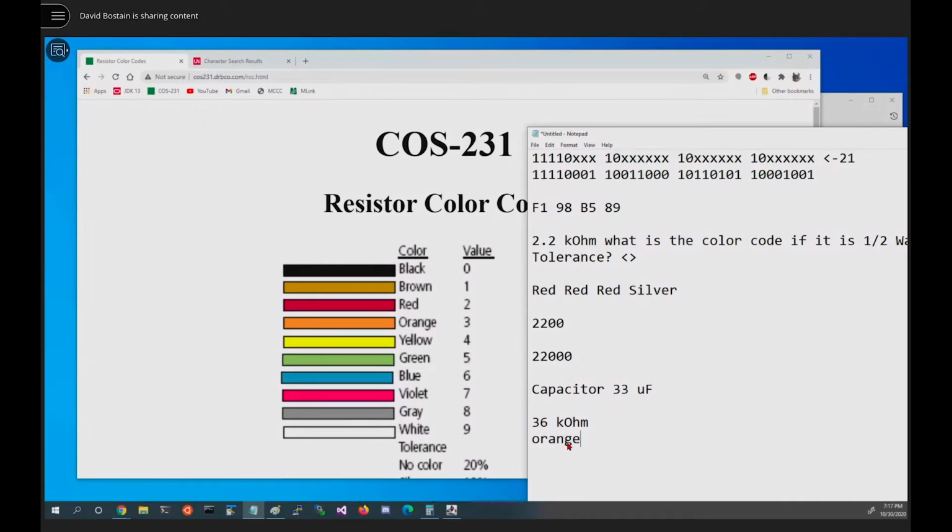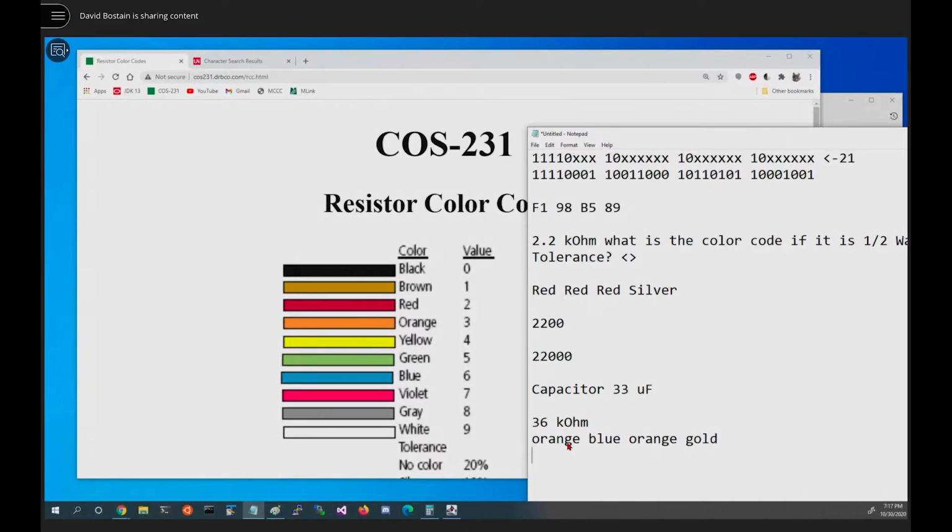We need an orange for the 3. What do we need for the 6? Blue. And we have 3 zeros, so orange. And we saw that the 36 resistor is only available in 5%, so we need a 5% band, which is gold. So we get an orange, blue, orange, gold.